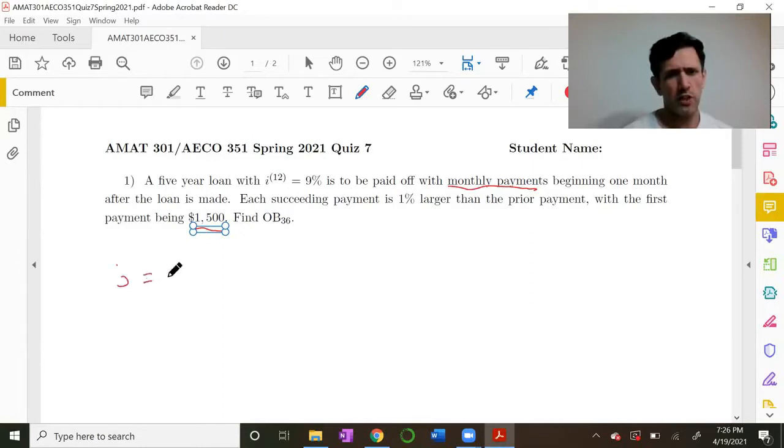So first of all, if J is the effective monthly interest rate, then we're given I-12 is 9%. So you divide I-12 by 12 to get the effective monthly interest rate. So 0.09 over 12 is 0.0075.